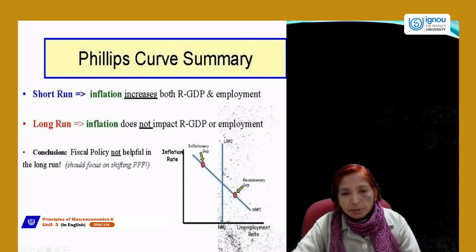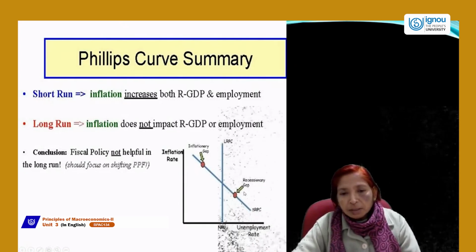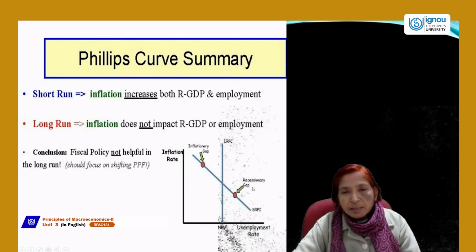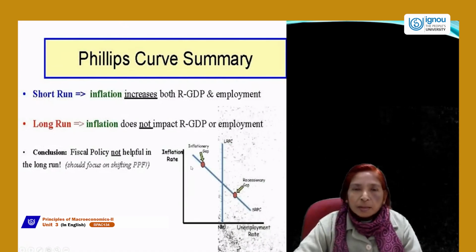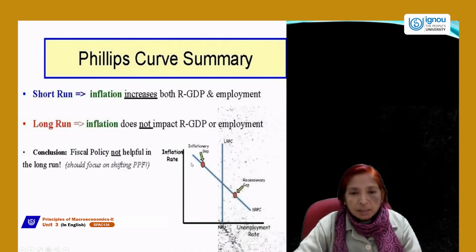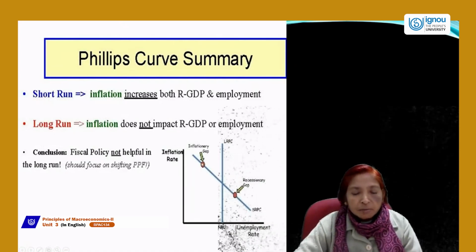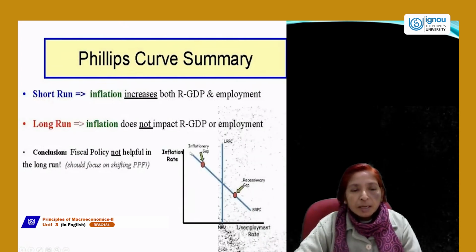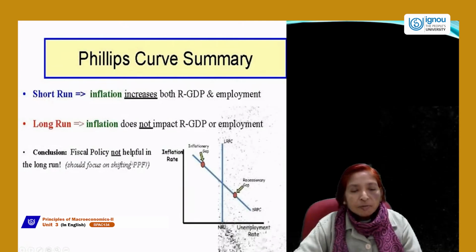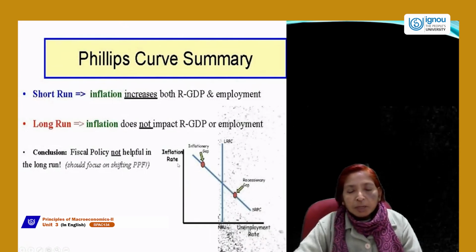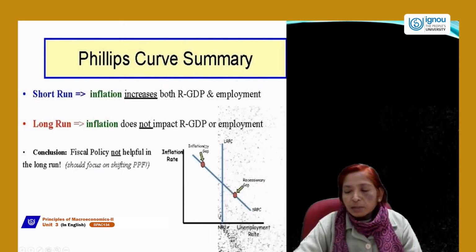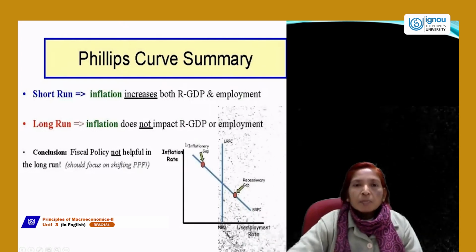Beyond the outer side of this LRPC curve, a recessionary gap will exist in an economy, and the short run Phillips curve which lies under this LRPC will show an inflationary gap situation. So the conclusion here: fiscal policy is not helpful in the long run, because in the long run, if the inflation rate increases or decreases, it will not change the unemployment rate.